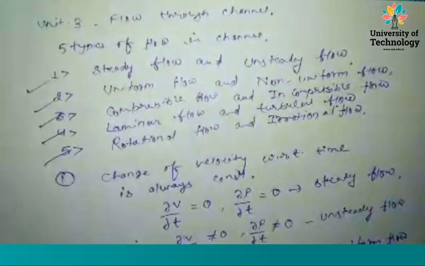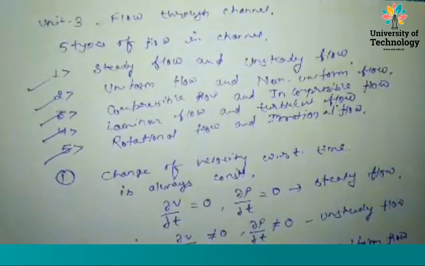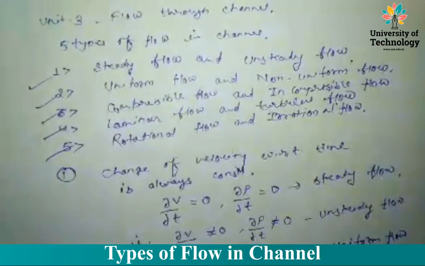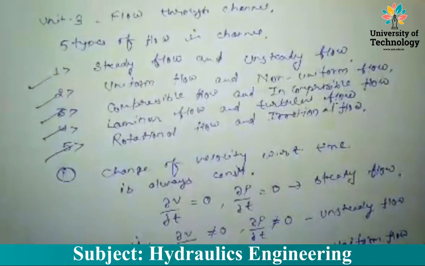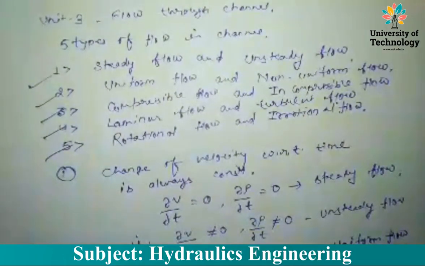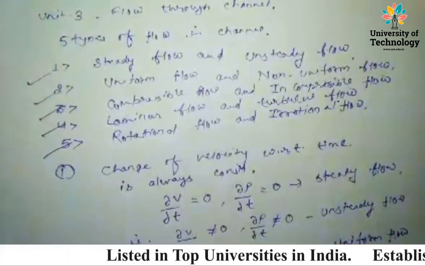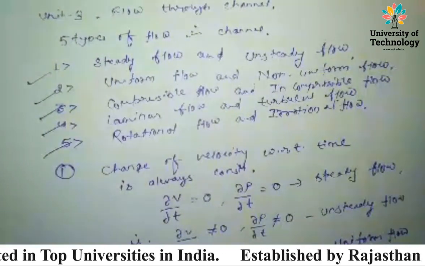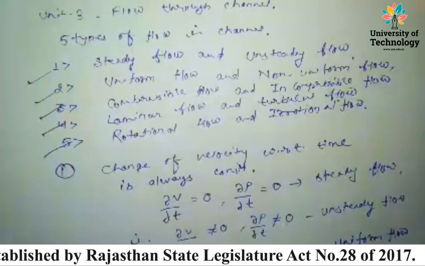Unit 3: Flow through channels. We will discuss the types of flow in this unit. Mainly, there are 5 types of flow in channels. The first is steady flow and unsteady flow. Second is uniform flow and non-uniform flow. Third is compressible flow and incompressible flow. And the fourth is laminar flow and turbulent flow. Fifth is rotational flow and irrotational flow.